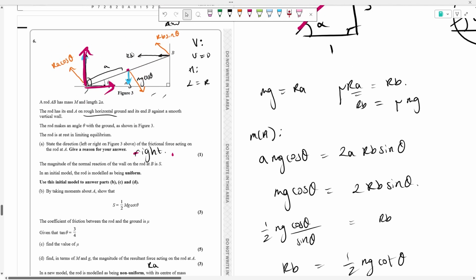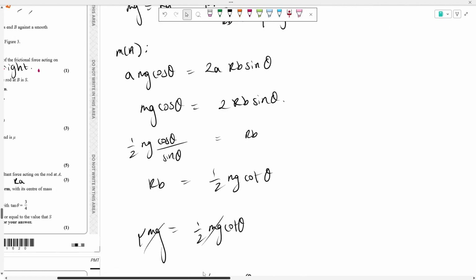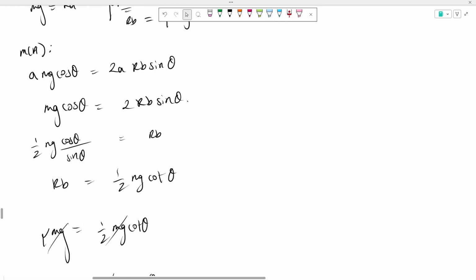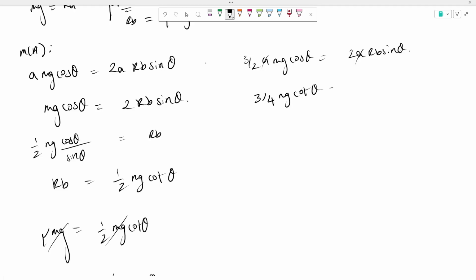Okay, essentially what it's saying is that we might have a center of mass here, and the best way to think about it is essentially just pick a number, or let's say that instead of A, now this is going to be 1.5A. Okay, and let's check. Let's see what happens in terms of that RB. So instead of having AMG cos theta, let's say we have 3 over 2A mg cos theta is equal to 2A RB sine theta. Okay, I'm just going to rearrange this. That cancels out. This becomes 3 over 4 mg cot theta is equal to RB.